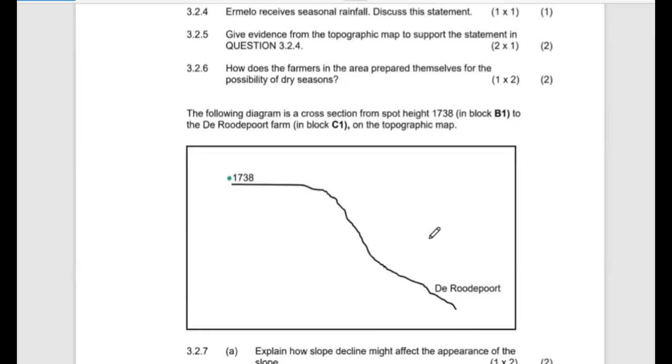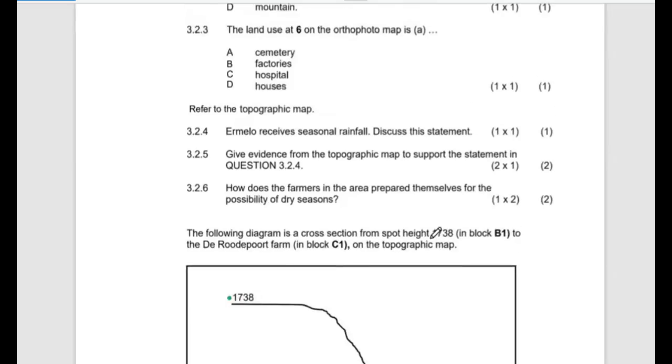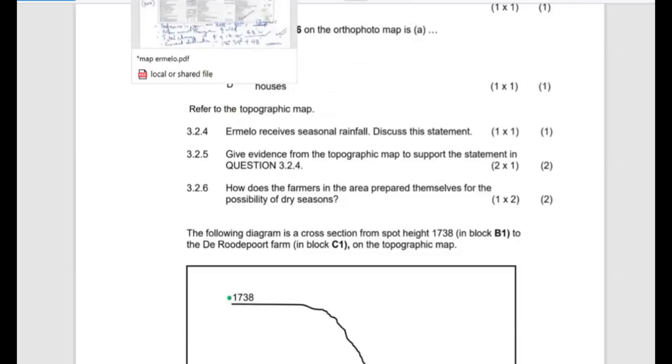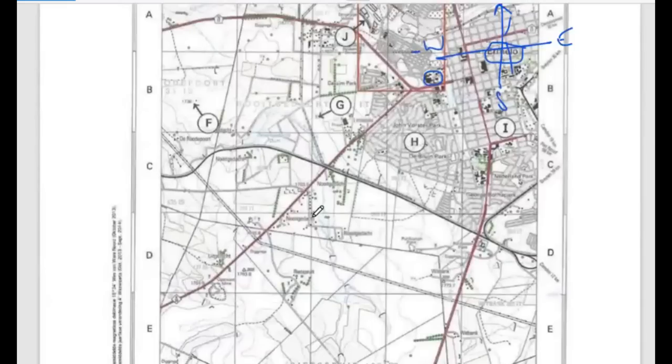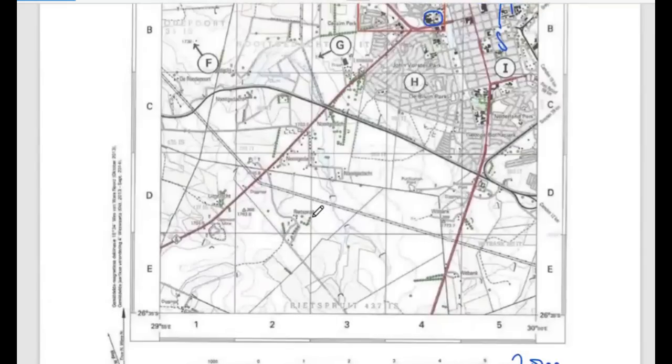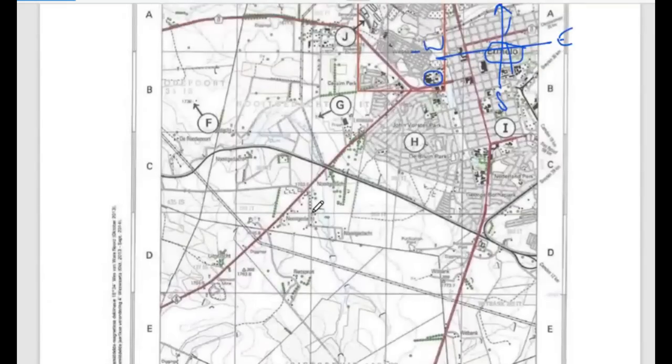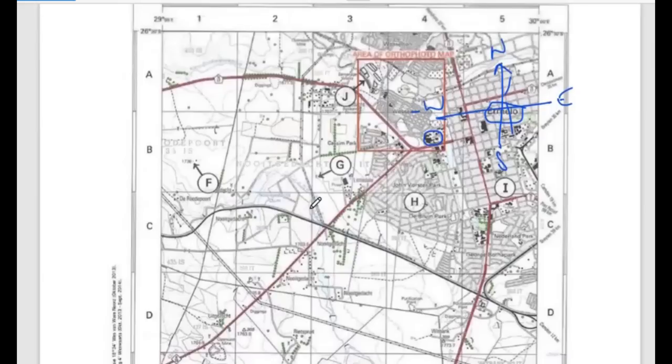Then, MLO receives seasonal rainfall. Discuss this statement. Refer to the topographic map. MLO receives seasonal rainfall. Discuss this statement. Right, MLO receives seasonal rainfall. We are saying it does not receive rainfall throughout. It receives rain during a particular season. What clues can we give there? Or what clues can we see on the map to substantiate that MLO receives seasonal rainfall?